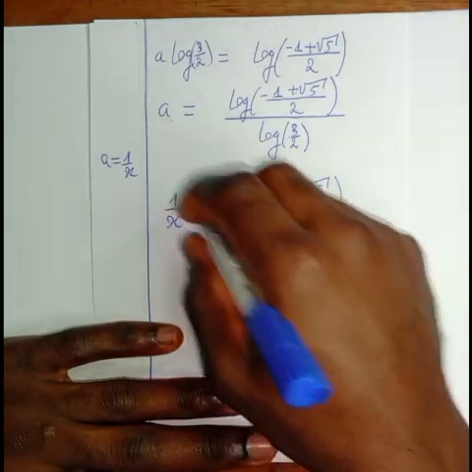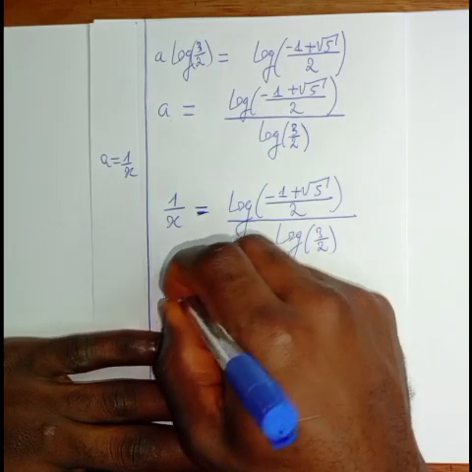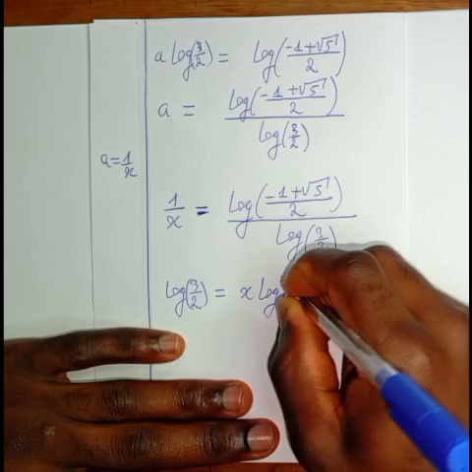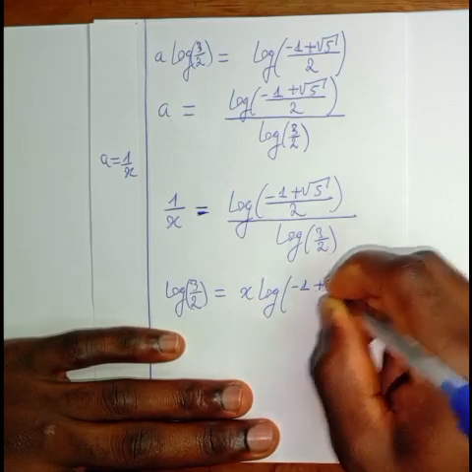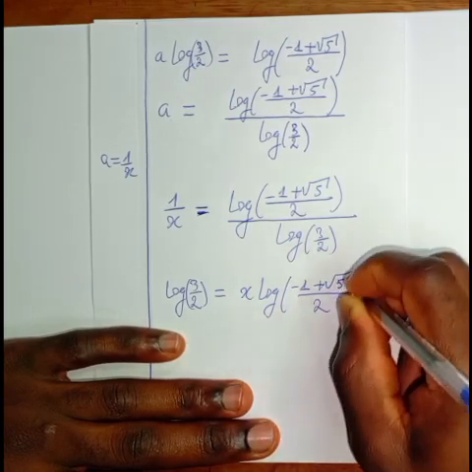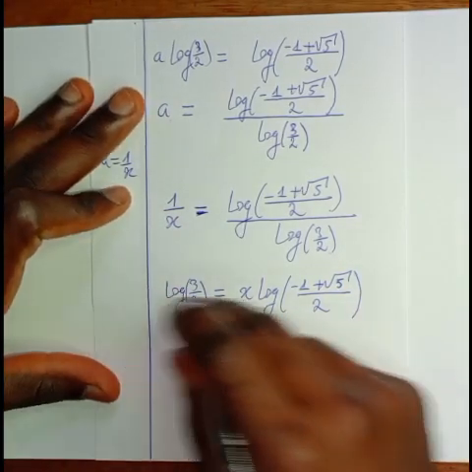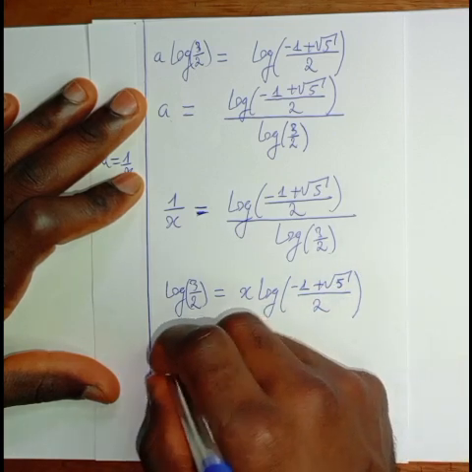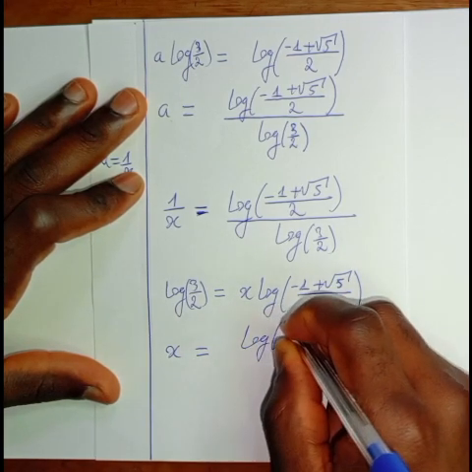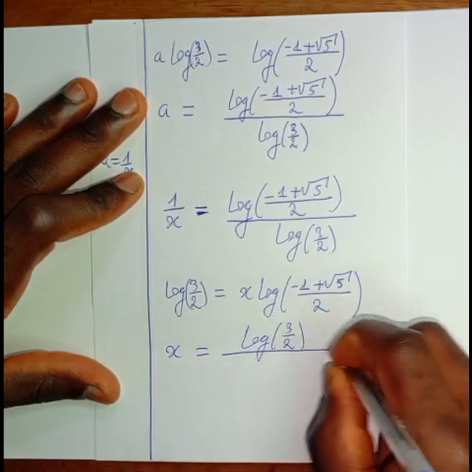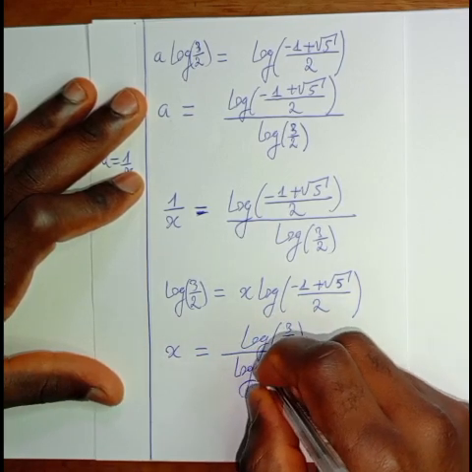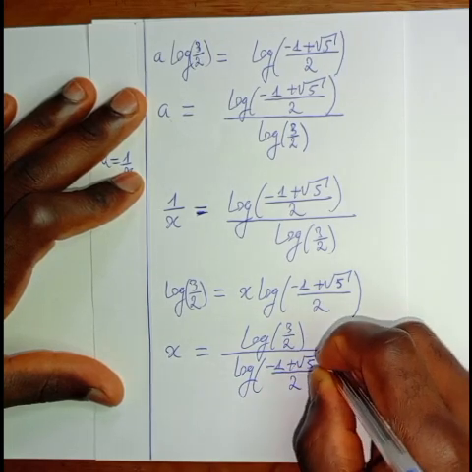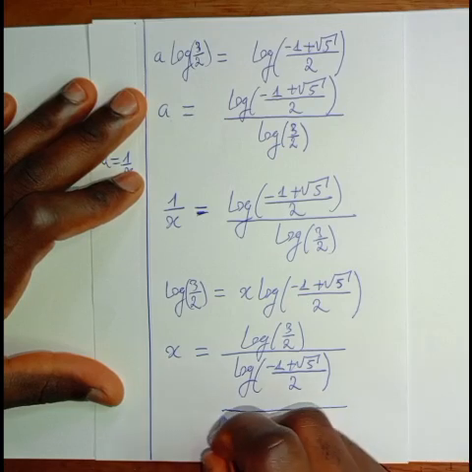For us to get x, if we cross multiply, this will give us log 3 over 2 is equal to x log of -1 plus root 5 over 2. If we divide both sides by log of -1 plus root 5 over 2, this will give us x to be equal to the log of 3 over 2 all over the log of -1 plus root 5 all over 2. So this will be the first solution.